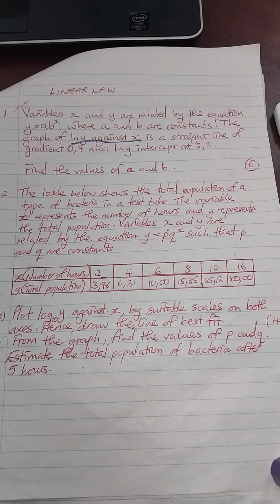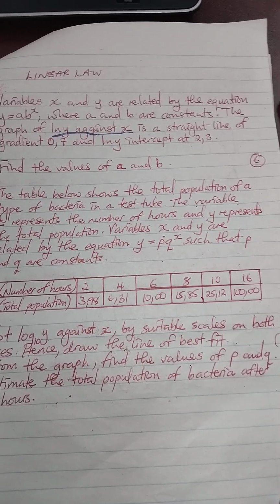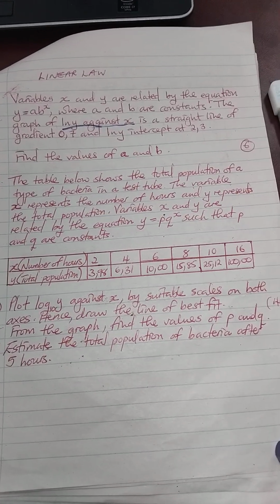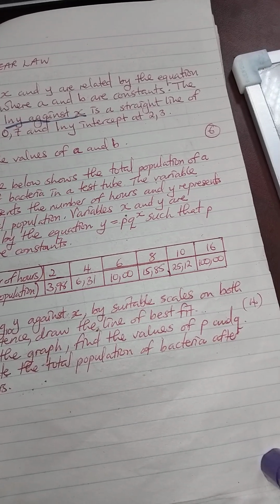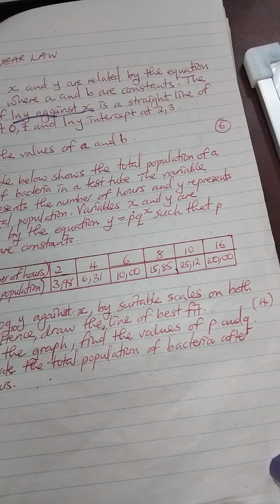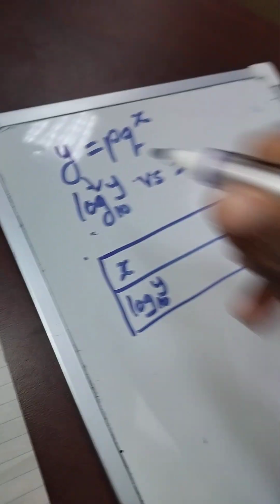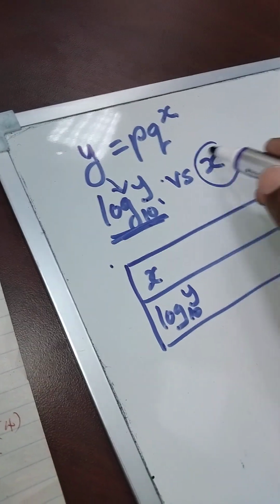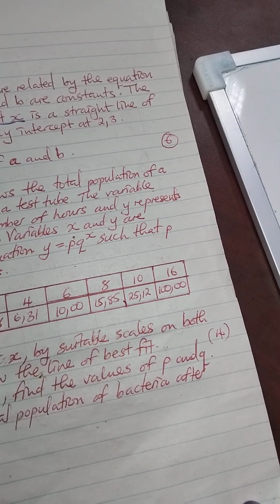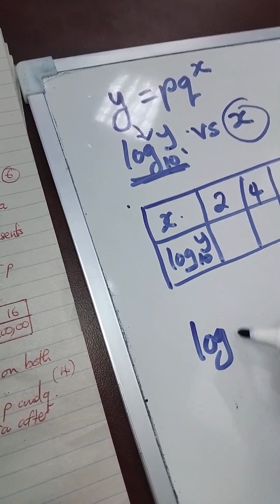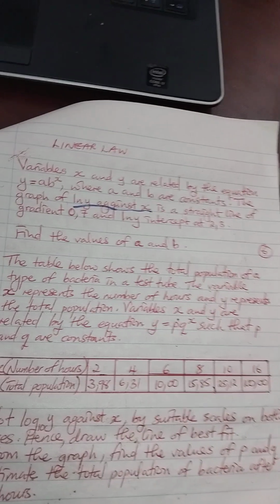So on the diagram you are given x and y. To plot this one, you use x because x is always there, against x. We are looking for log y base 10, which we do not have values for, but we do have x: 2, 4, 6, 8, 10 and 16. So how do we find log y base 10?